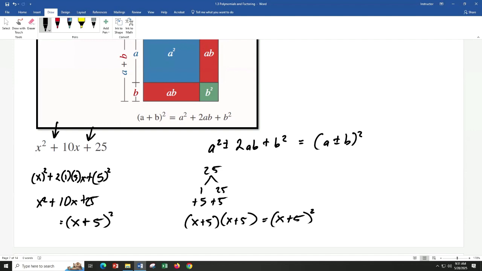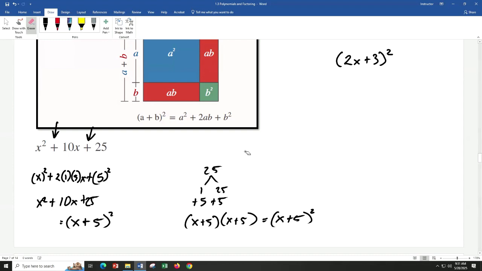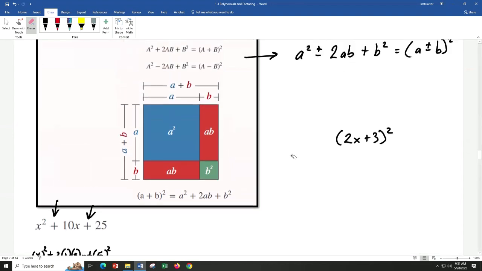So it works. Good thing to know. It goes backwards. So instead of having to FOIL all the time, if you see something like this, let's say you see (2x plus 3) squared. Let me erase it to give myself some room here. Now you could easily break that apart and FOIL it. But look carefully.